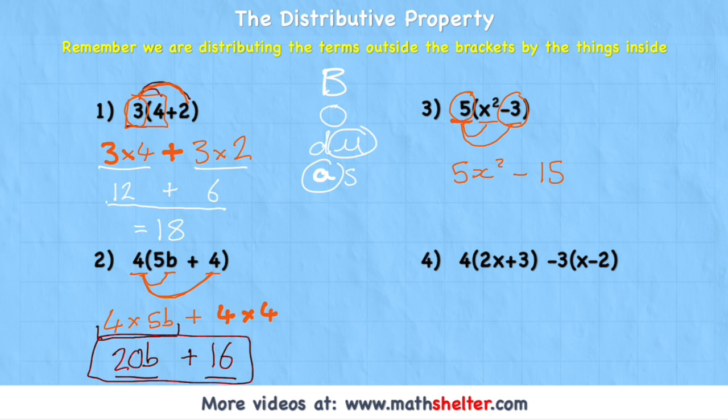And again, I have unlike terms. 5x squared is a different term to this number on its own, so I can't combine. So my final expression is 5x squared minus 15.